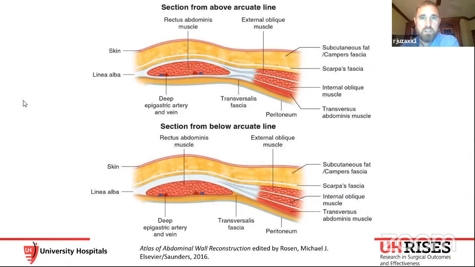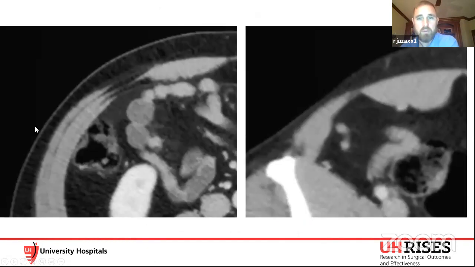The other point of distinction, and we all know about the arcuate line, favorite med student question we love to ask, is the transition of the internal oblique fibers that go anterior and posterior above the arcuate line, then migrate anteriorly along with the transversus abdominis muscle, leaving just the peritoneum and fibers below.